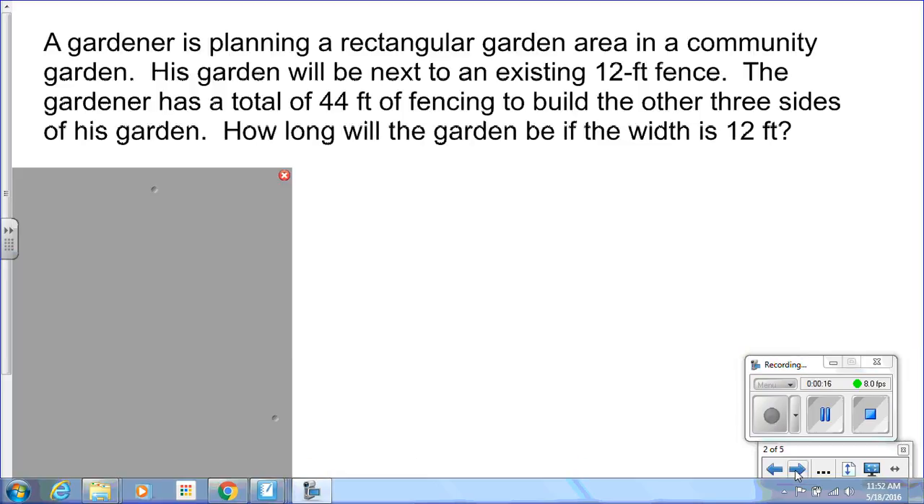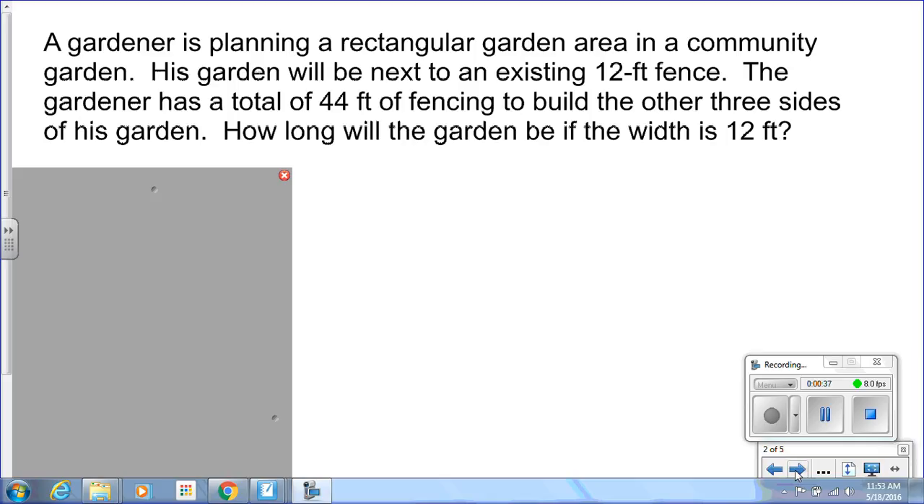So our first problem says, a gardener is planting a rectangular garden area in a community garden. His garden will be next to an existing 12-foot fence. The gardener has a total of 44 feet of fencing to build the other 3 sides. How long will the garden be if the width is 12 feet?